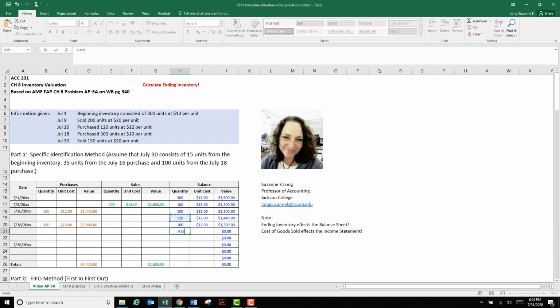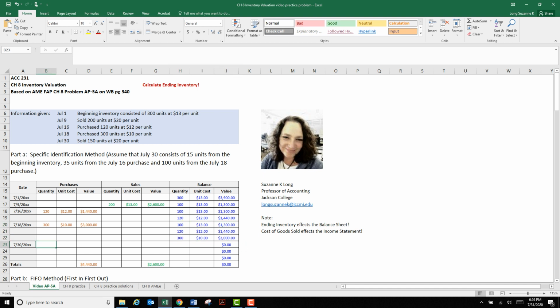Equals the 120. I want the 12s next, and then the 10s. Yep, there's lots of different ways to get these numbers in here. I'm thinking what's the fewest keystrokes and playing around with that idea today. Okay, so right now we've got all of this inventory, 13s, 12s, and $10 ones.